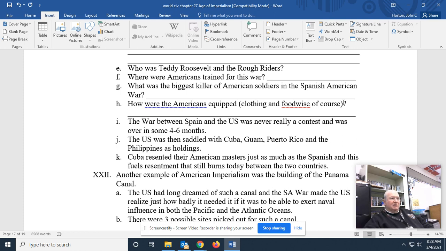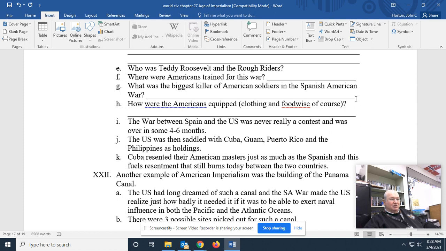The biggest killer of American soldiers in the Spanish-American War was not the Spanish. The number one killer of American soldiers, mosquitoes. Mosquitoes. Yellow fever. Second biggest killer, botulism. You say, what's that? Eating bad food. The United States government bought a lot of canned meat that was bad, and the soldiers ate it, and they died. And third biggest killer, okay, eventually, Spanish soldiers, but not that many.